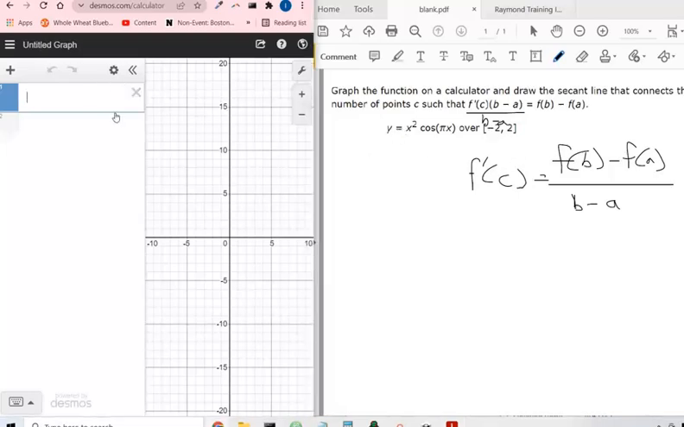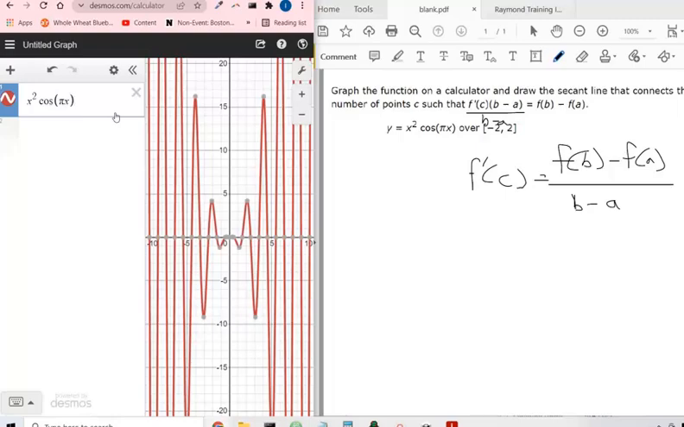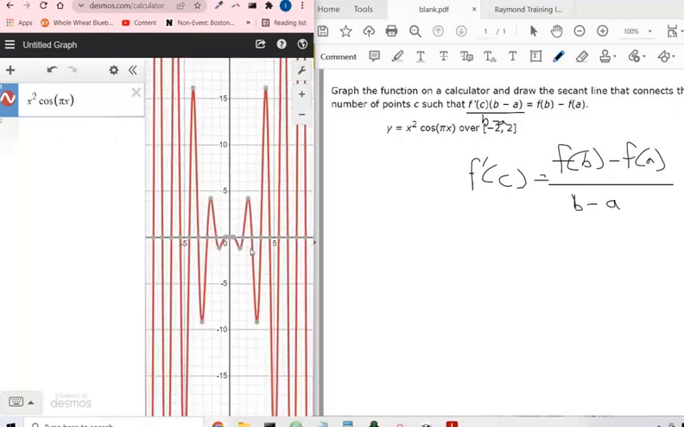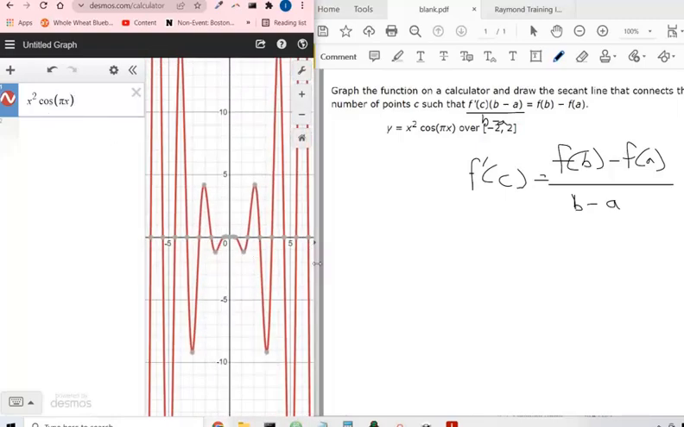We'll go to a graphing calculator. I went to desmos.com/calculator. Make sure to use the right arrow to get out of the exponent. And just type pi in for x. Okay, so there's our crazy graph.